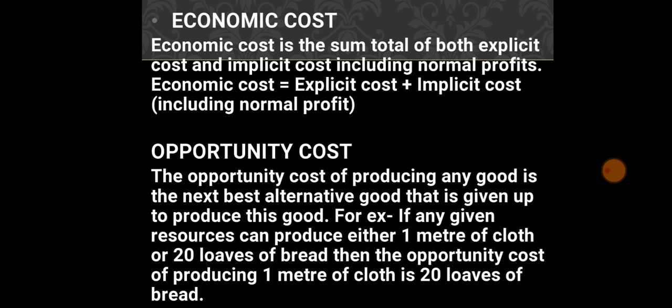Now let us understand the economic cost. We have studied the money cost, the implicit cost, and the normal profit. Economic cost is the sum total of both explicit cost and implicit cost, including normal profits. Whatever costs we have studied till now, economic cost is the sum total of all of these. That is why economic cost is given by the formula: explicit cost, that is money cost or accounting cost, plus implicit cost including the normal profit.